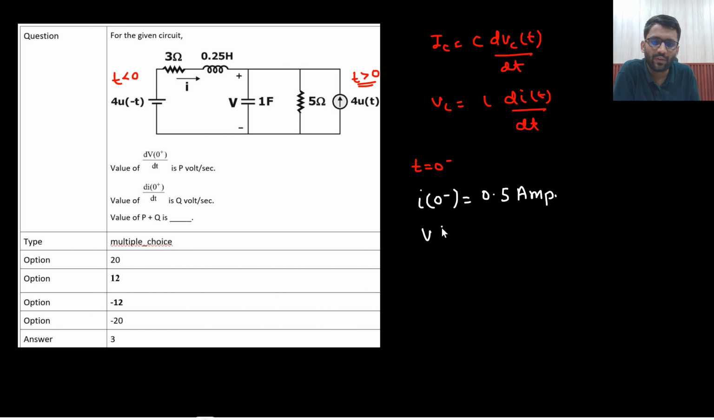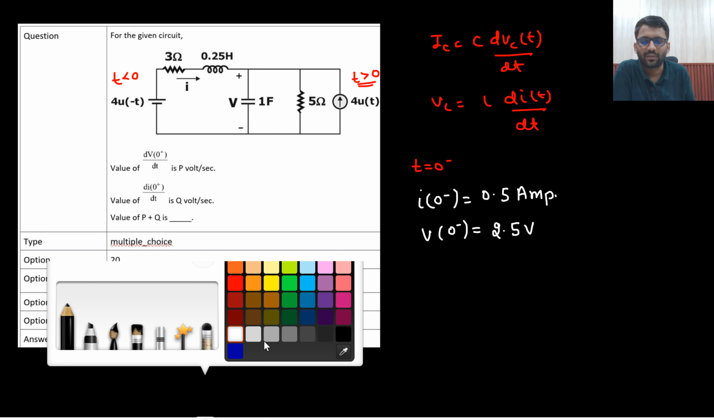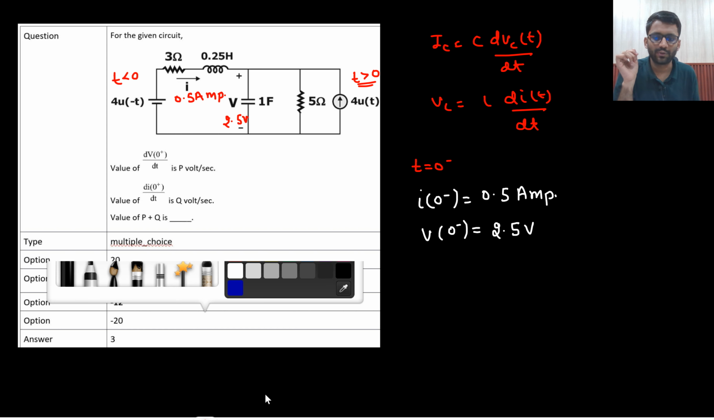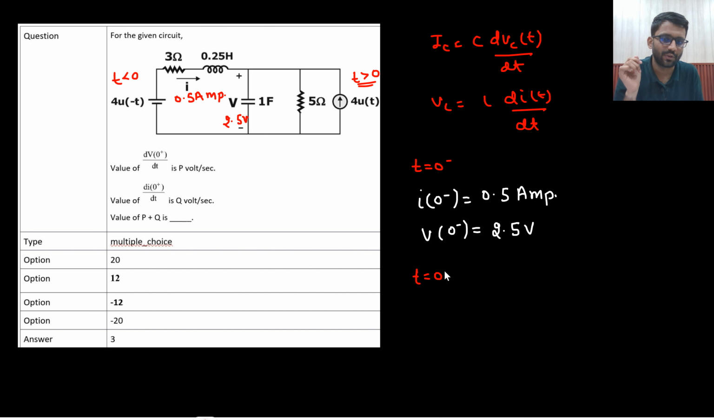What would be your V of 0 minus then? That would be 0.5 into 5, that would be 2.5 volt. So this is having 2.5 volt here, and this current is 0.5 ampere. Now at t equals 0 plus, what will happen? At t equals 0 plus, you need to check.